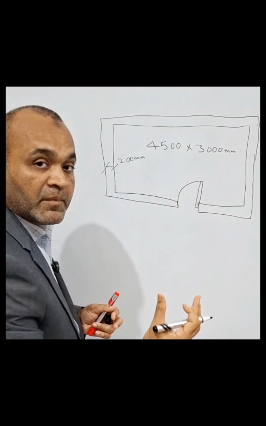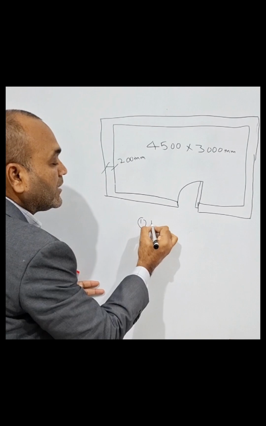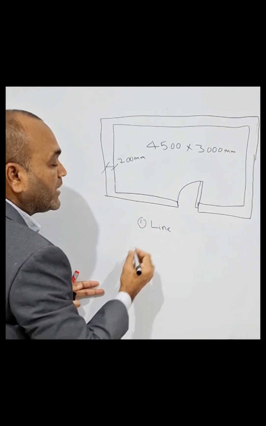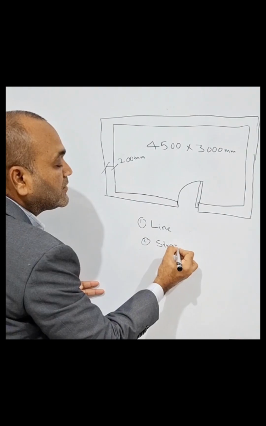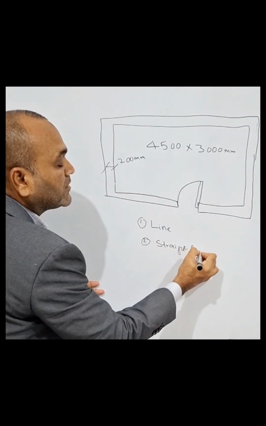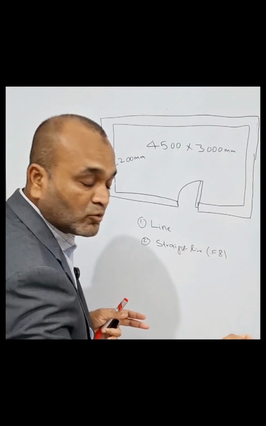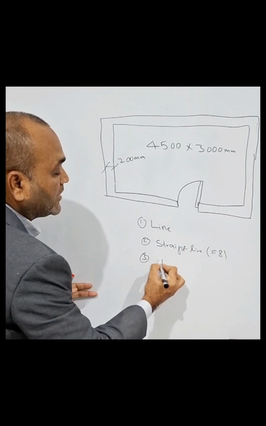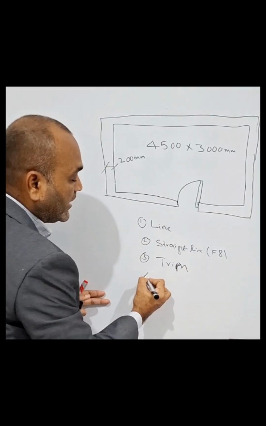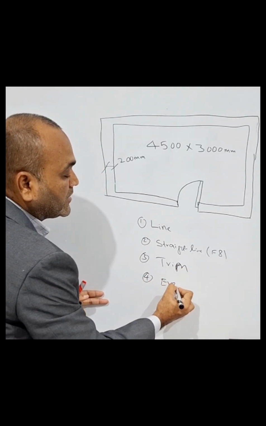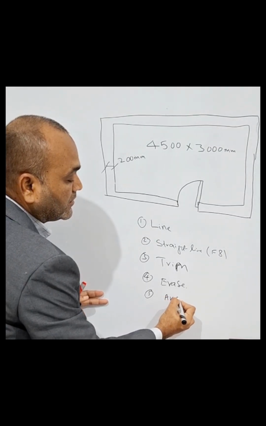This we will develop. We will use a few simple commands. Number one, line, how to draw a line, how to get a straight line. This is F8, which means ortho. We will see how to use the offset and trim commands, and fourth, the erase command, and fifth is arc.